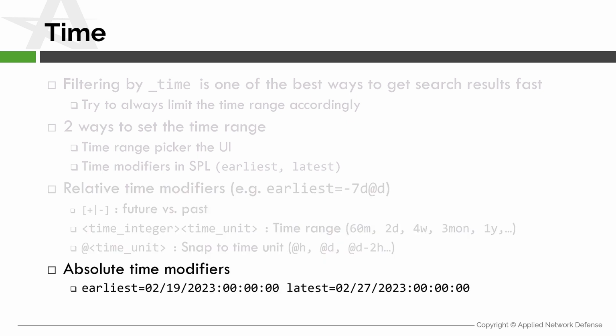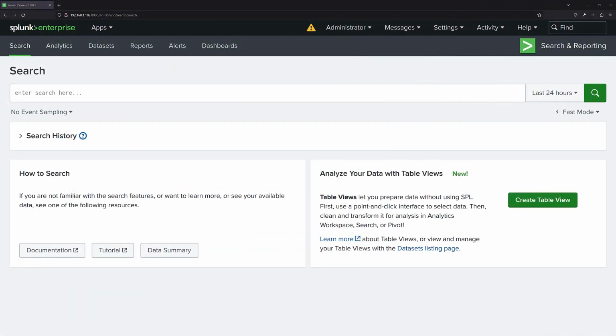And then we have our absolute time modifiers, and these are pretty straightforward. As you see, we just give them the date where we want to search from. So in this case, February 19, 2023, and we end with the latest keyword here and specify when our time window should end. So in Splunk, let's see how that looks.